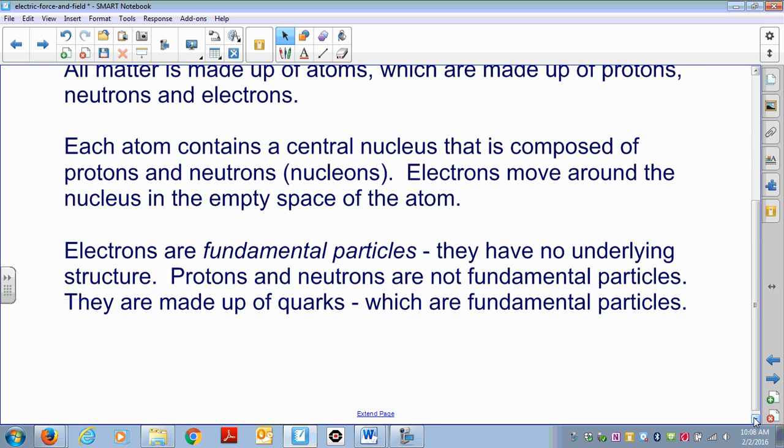Electrons are fundamental particles. They have no underlying structure. Protons and neutrons are not fundamental particles. They are made up of quarks, which are fundamental particles.